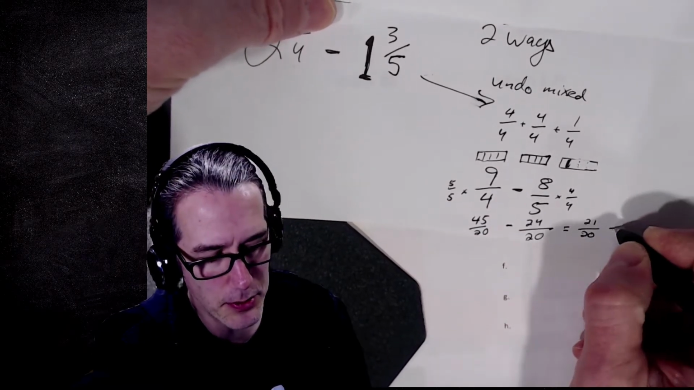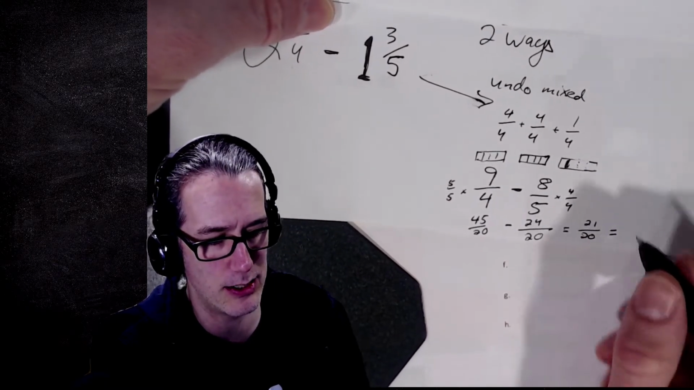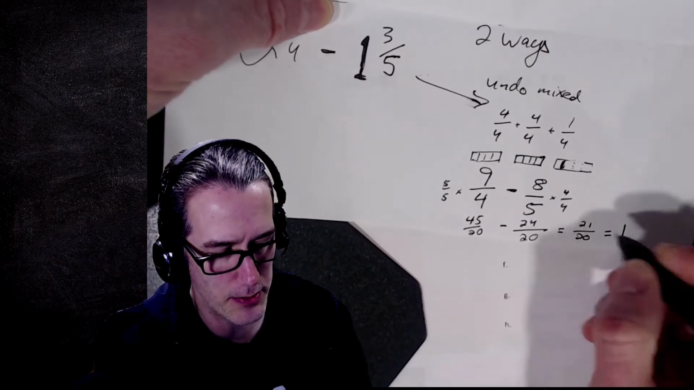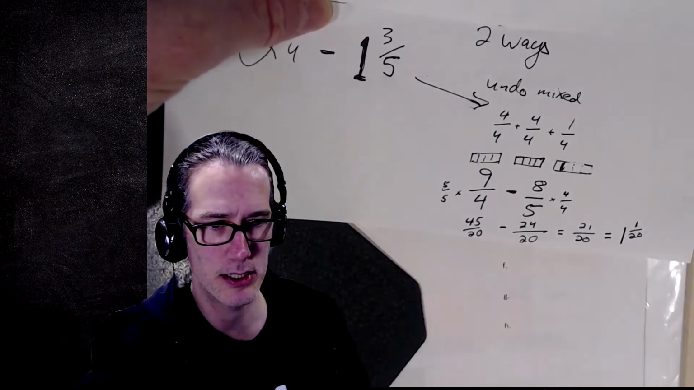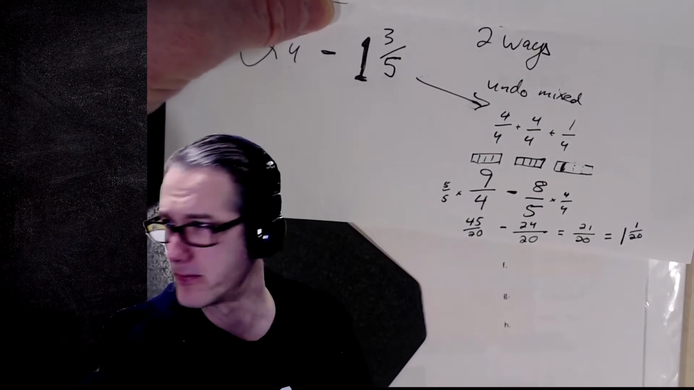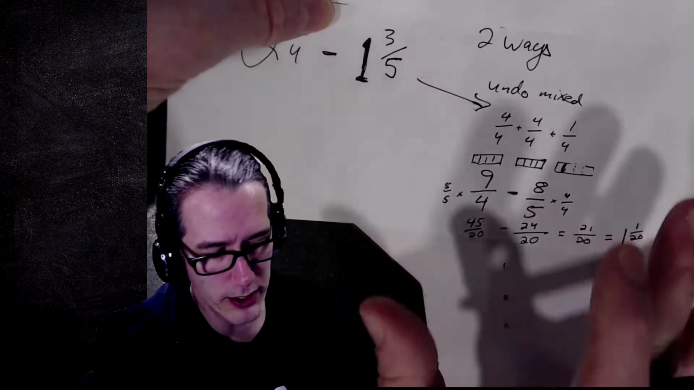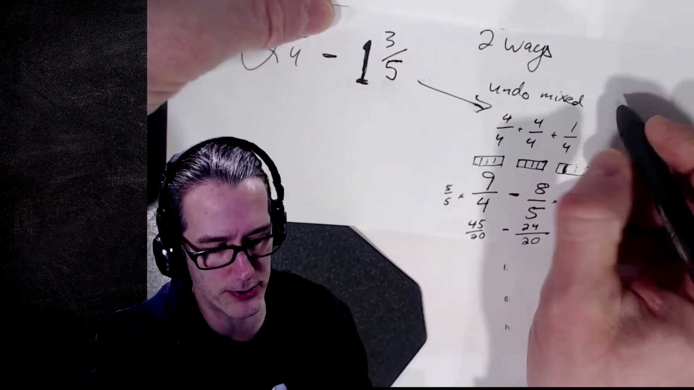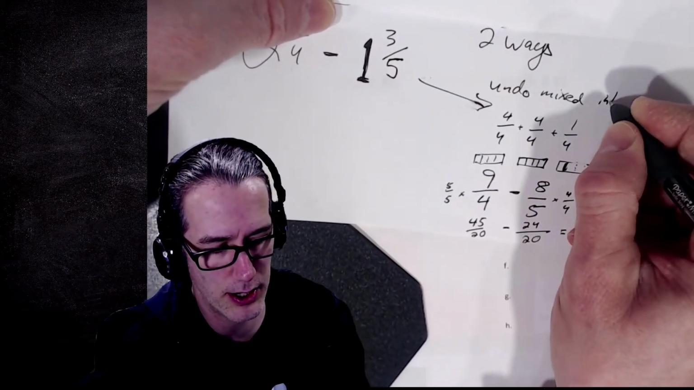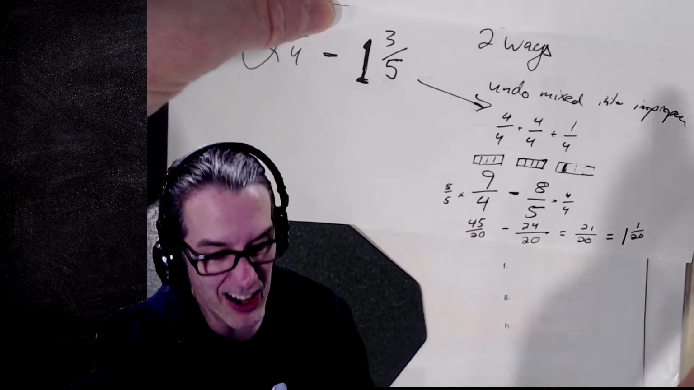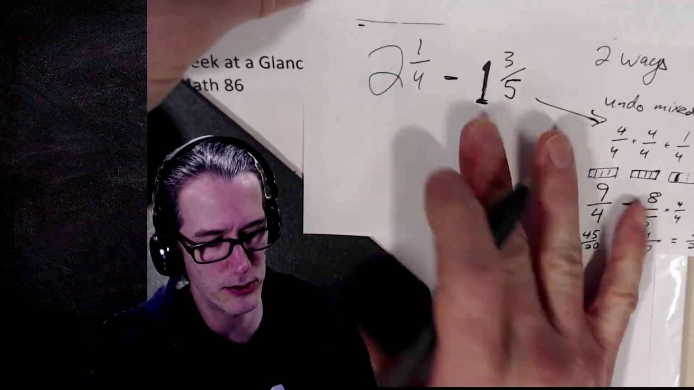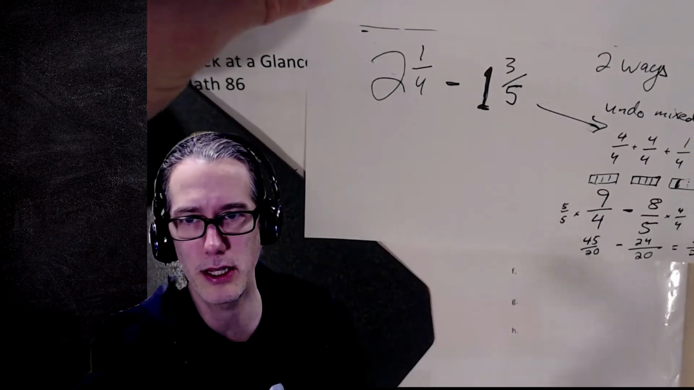And then I would probably want to turn that back into a mixed fraction at the end. So I pull out that 20, leaving me with just 1/20. Is that what you got? I think so. All right, so that's one of the ways to deal with this: you undo the mixed fractions and turn them into improper fractions. So that's one method.